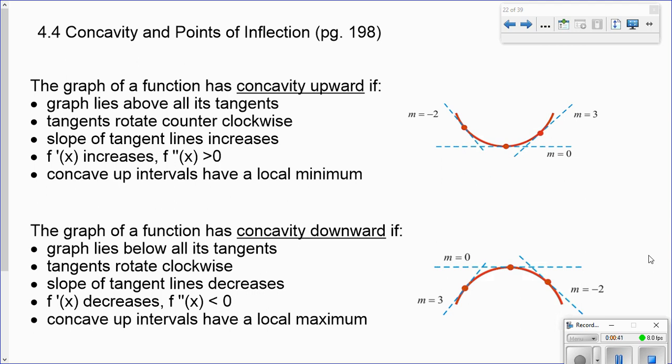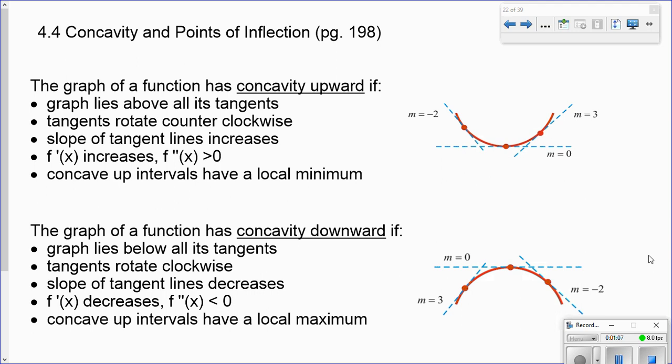about the definition of concavity. By way of the picture here, there's a picture of a concave up, or concavity upward, function. It's pretty exaggerated. It might not be very obvious with some functions, but the general trend is that it opens upward. So the graph lies above all the tangent lines. The tangents rotate counterclockwise, and the slope of the tangent lines increases.